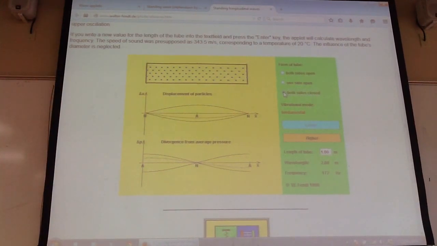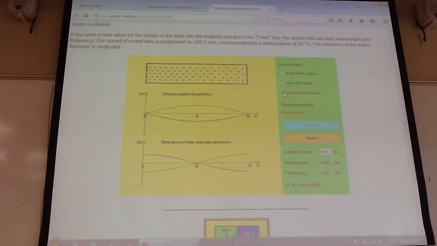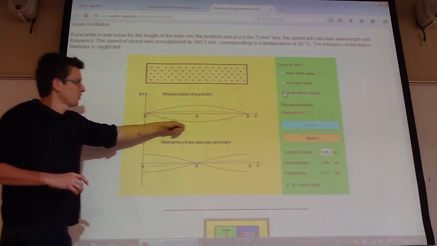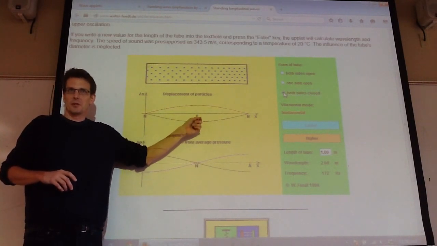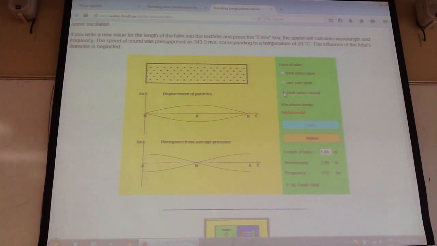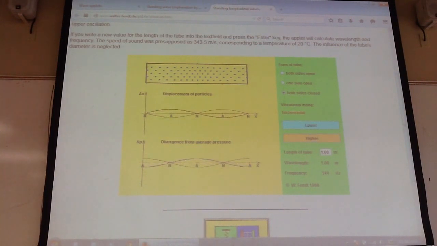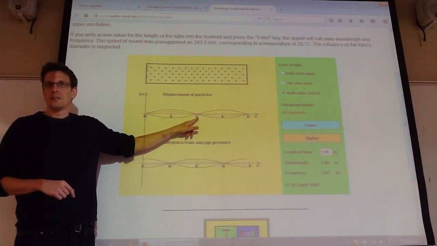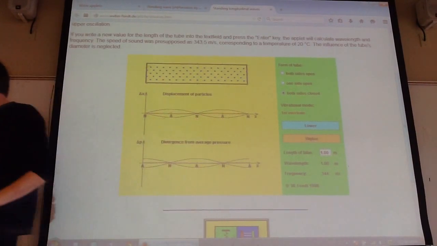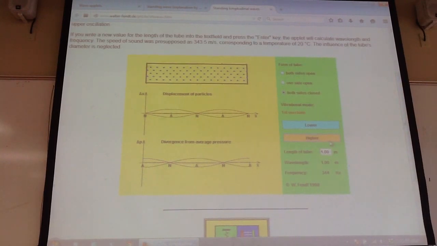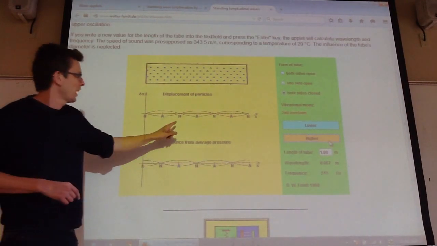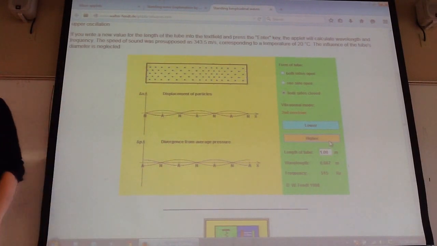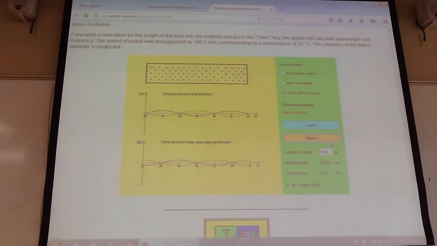So you can do this with sound too. And I should point out that this looks very similar to the thing that I made for you in the class, right? In fact, let me go to a higher one. I made this one for you too, right? So there's your node in the middle, right? And I think I made you even the next one. So that one looked like this. So that had two nodes in the middle, right? Just remember that whatever is a node for displacement is an antinode for pressure and vice versa, okay?